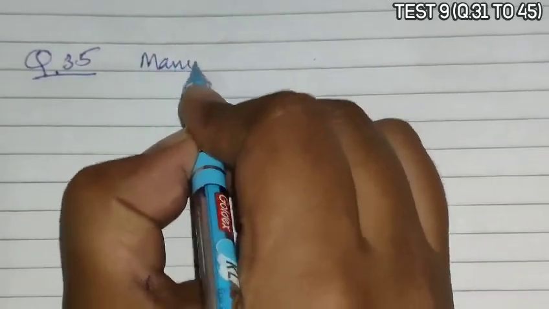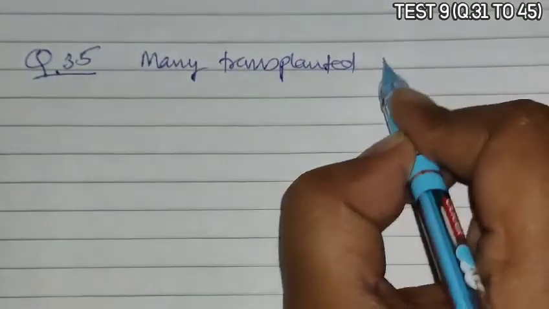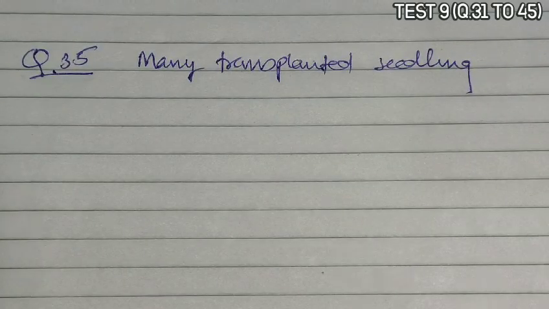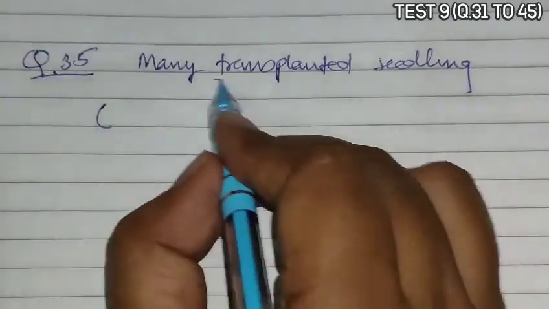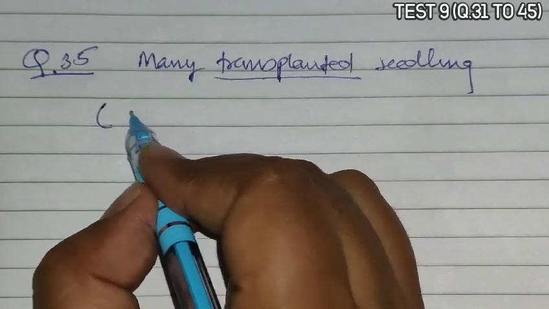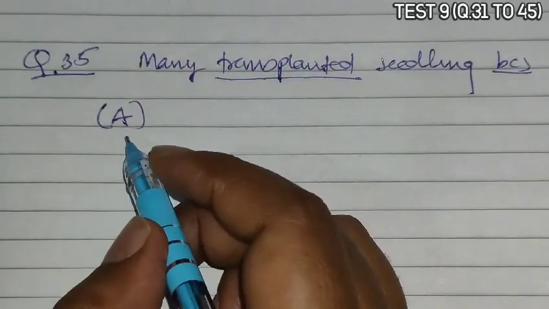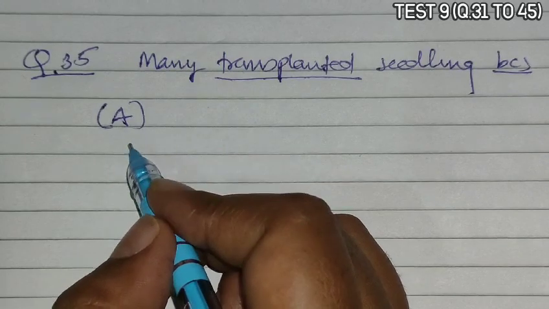Question 35. Question 35 asks that many transplanted seedlings may not survive because... Transplanted means they are transferred from one area to another area. Now if we go through the options, we have to identify a reason. Option A is given as, they do not like the new soil.